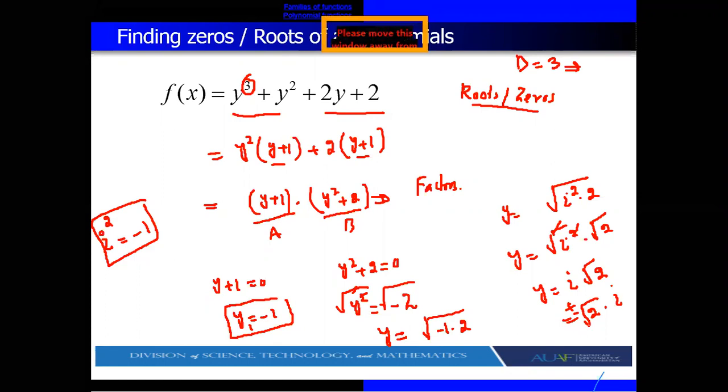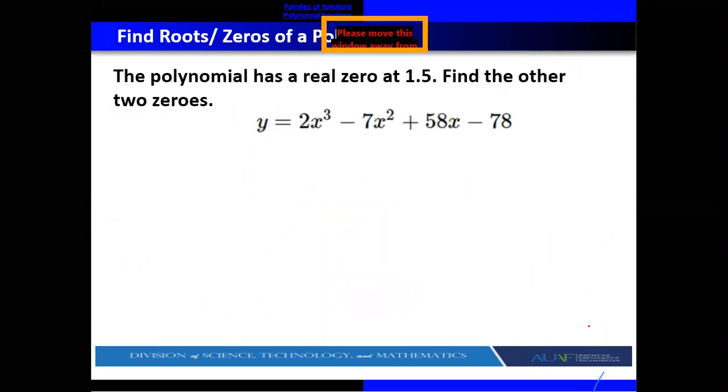Okay, we have another example. This example is when one zero is given and you need to find more zeros. So then we use synthetic division. What is the method of synthetic division? When one zero, the root 1.5, is given, find the other two zeros.